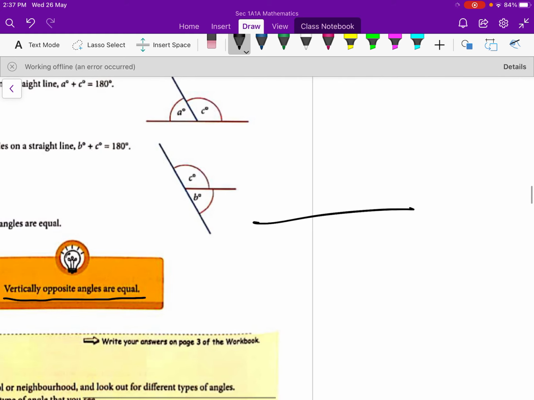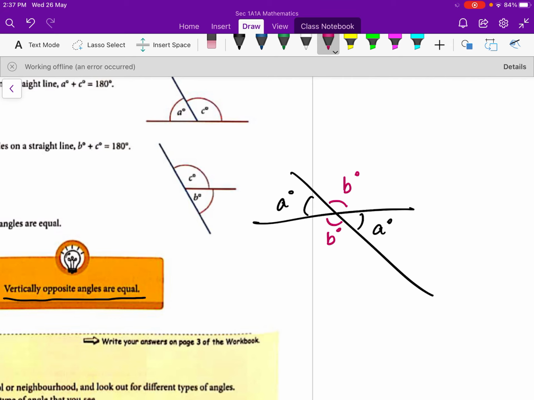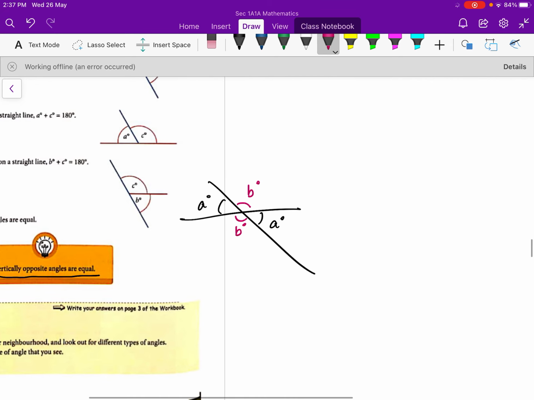So not just these two, let's call it A. This will also be A, not just these two. Vertically opposite angles also include this, B and B. So as long as you see two lines forming a cross, these two are vertically opposite, these two are vertically opposite, and they have the same size.